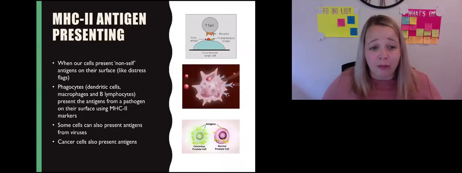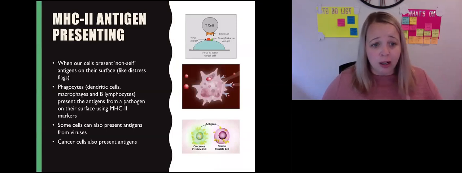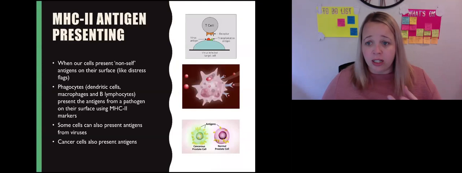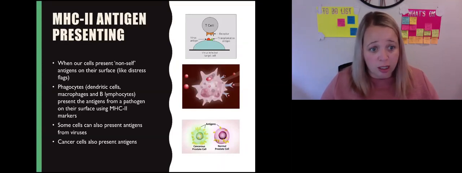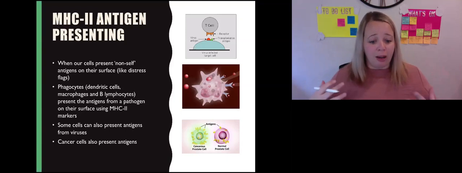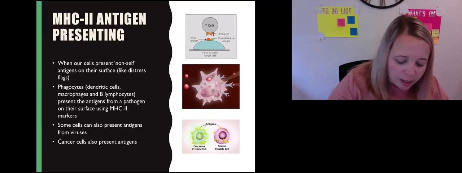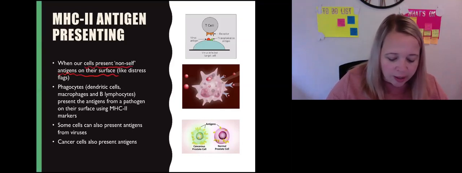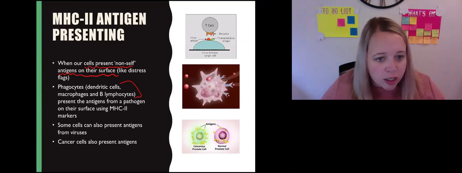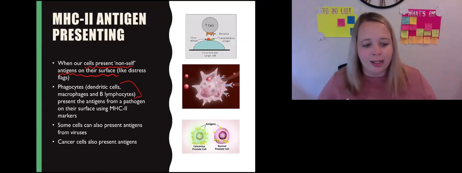The second type of antigen is an MHC2 antigen. So this is what happens when our cells, such as the neutrophil, macrophage, or dendritic cell, engulf a pathogen. They take part of that pathogen and they present it on the surface. So our cells present non-self antigens on their surface. And this is done by things like macrophages, dendritic cells, also B lymphocytes, we haven't got there yet.